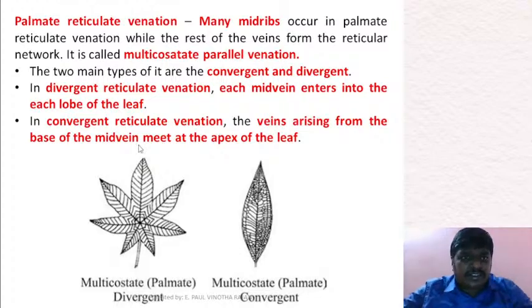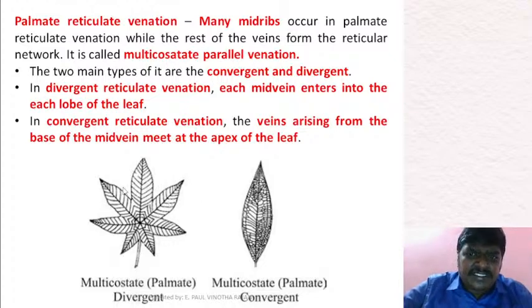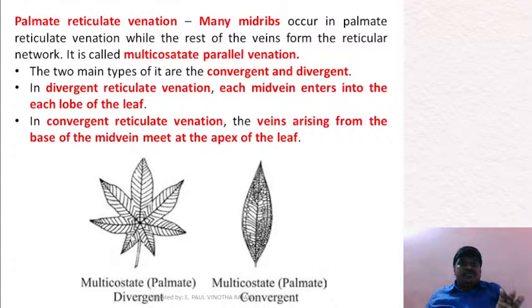You can see there, the divergent type, each midvein enters into each lobe. You can see that 1, 2, 3. There are 7 lobes, so each lobe's one midvein will be there. That is called divergent type.